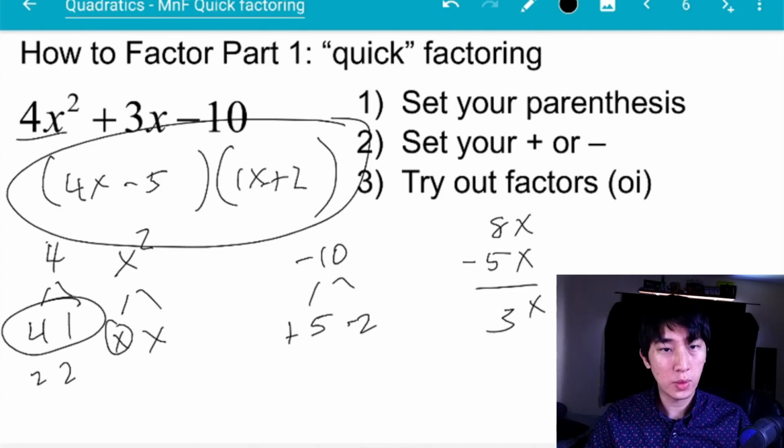So again, this is quick factoring. This is part one. If you're feeling confused, just take a quick 5-minute break, take a breather, then move on to one of the other two videos. As long as you know one of the methods, that's totally fine.